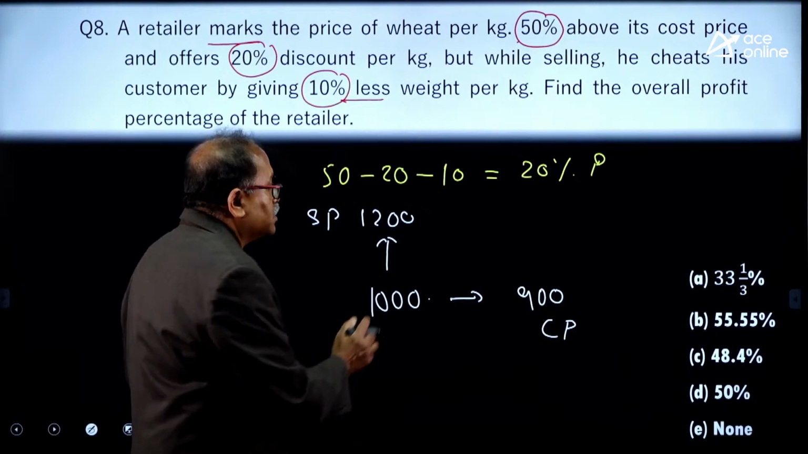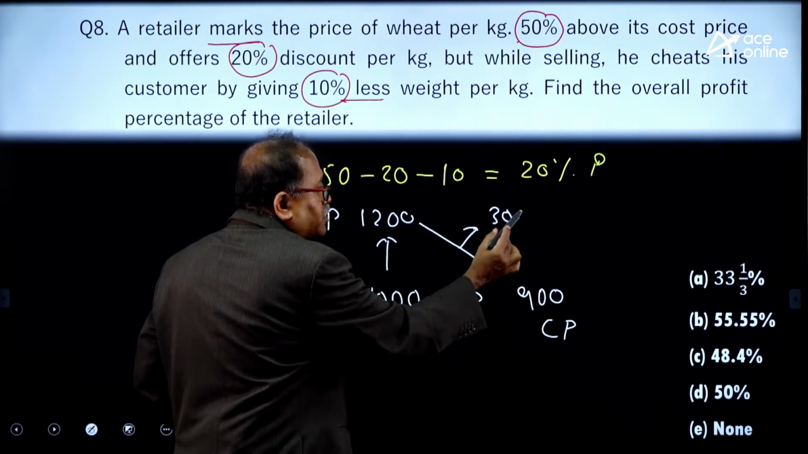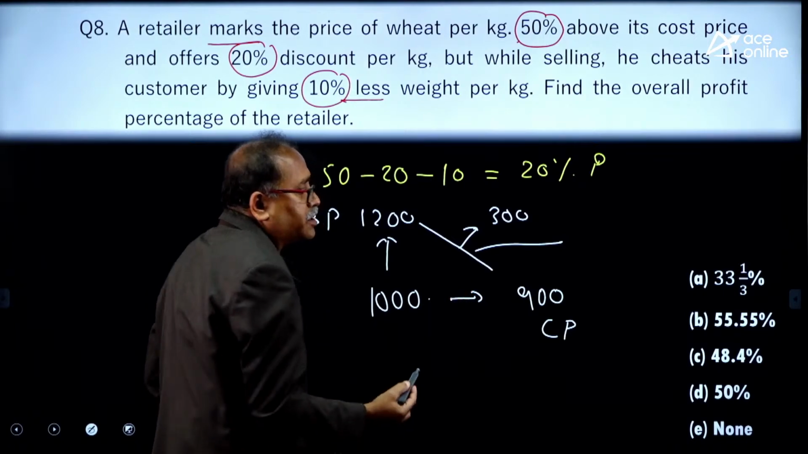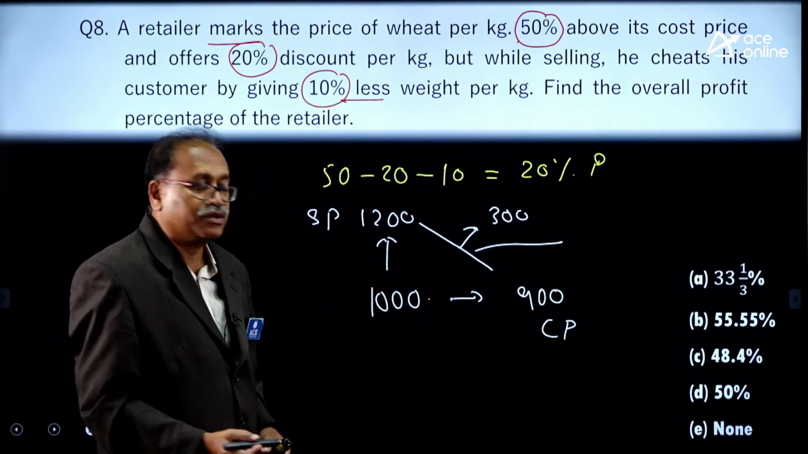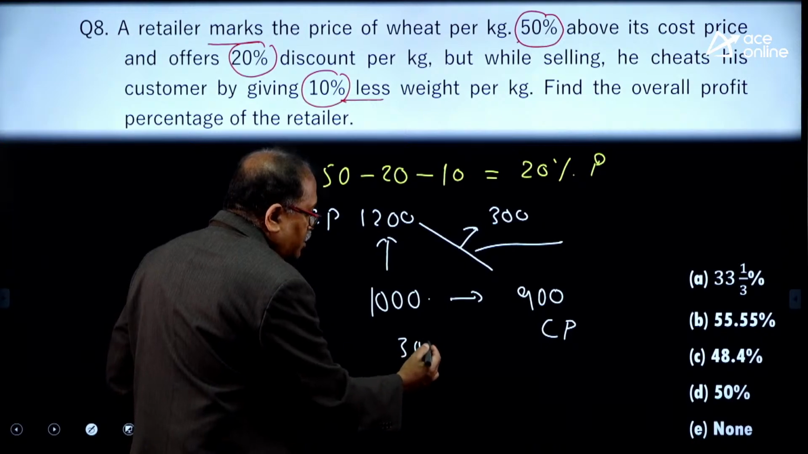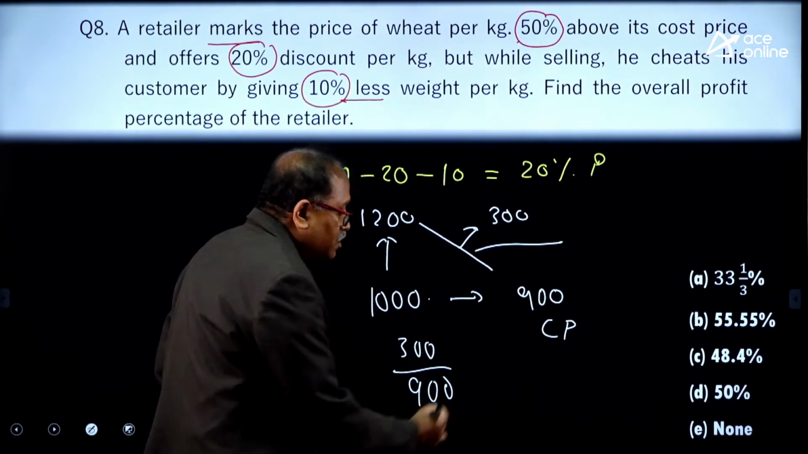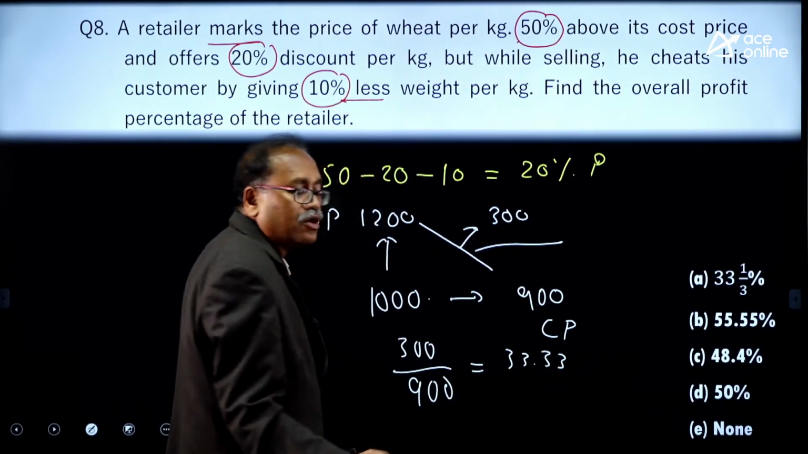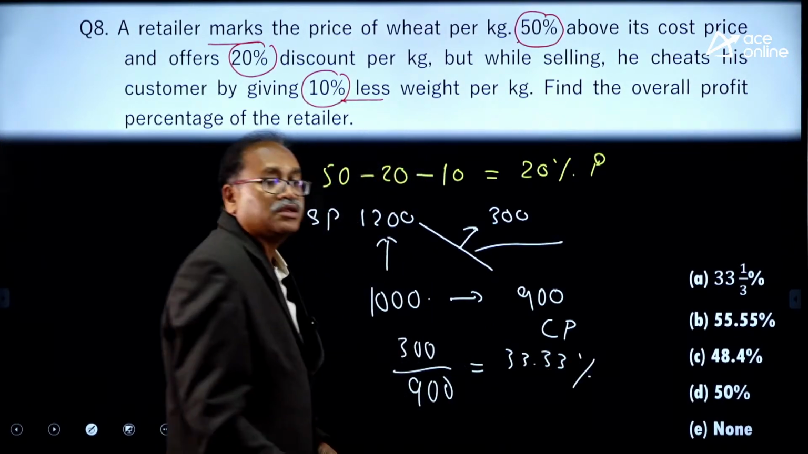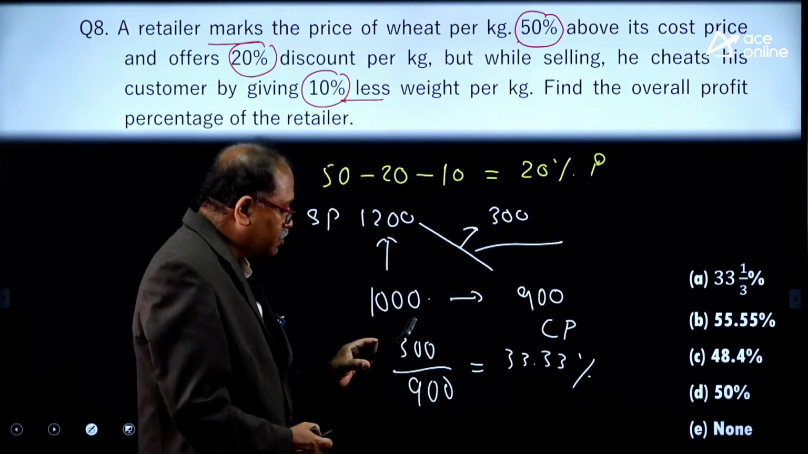I can clearly see that the profit from here to here is 300, profit over 900. 300 is what percentage of 900? 1/3, 33 1/3%. So, just for the sake of writing, I am writing profit over cost price 1/3, which is 33.33% or 33 1/3%. Well done, Mr. Pawan. Has anyone else answered the question?